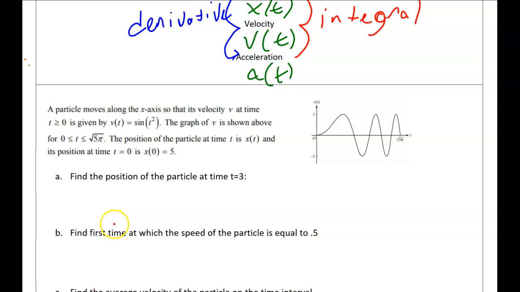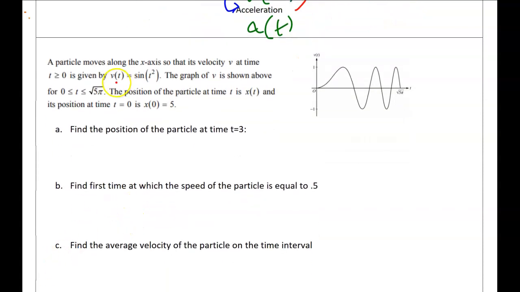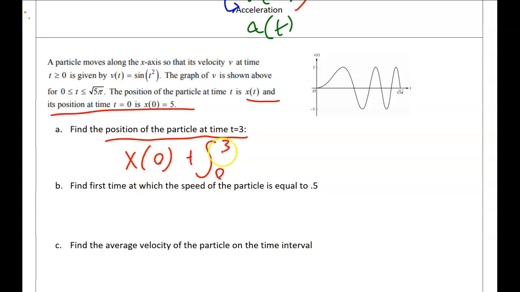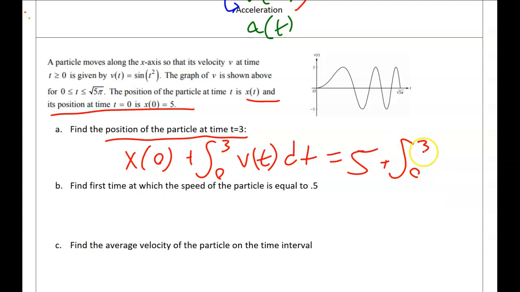This is an old FRQ. This is from like the 90s or something. And we have v of t is equal to sine of t squared. And we're also given, this would be a good thing to annotate, an initial position, right? So here we're asked just to find the position of the particle at time 3. Well, the position of the particle at time 3 would be its starting position plus the total change in position from 0 to 3. So this would be 5, my x of 0, plus that integral from 0 to 3.